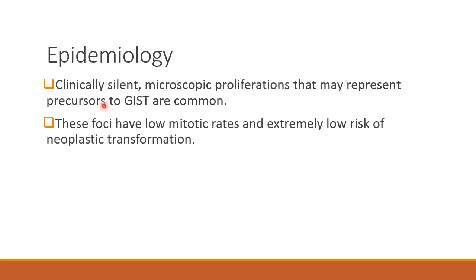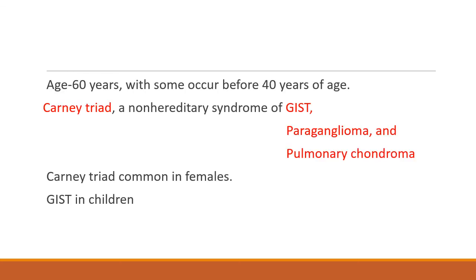So as we see in other tumors, in GIST also there is presence of clinically silent microscopic proliferation that may be the precursor to the GIST, and these foci have low mitotic rates and low risk of neoplastic transformation, but that can transform into the neoplasm. People over 60 years of age are more commonly affected, but that can occur before the 40 years of age patient.